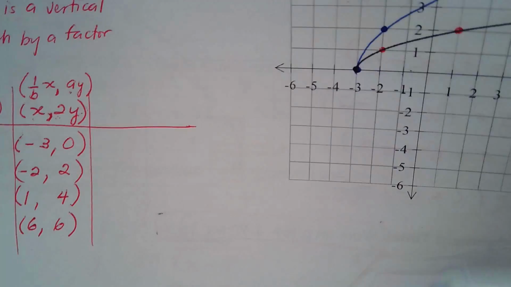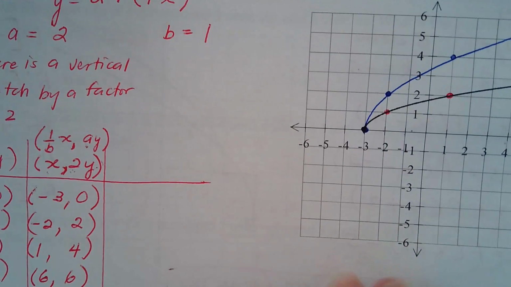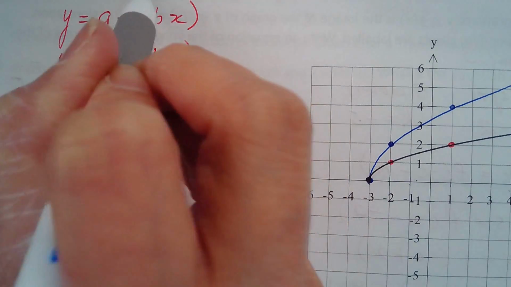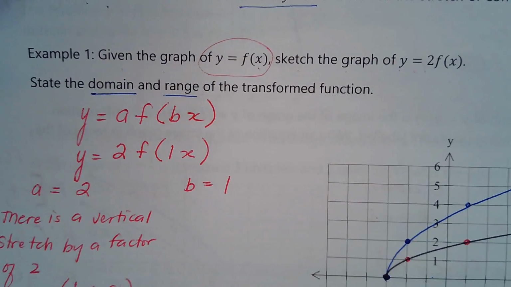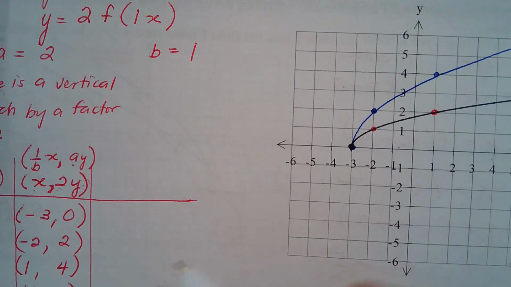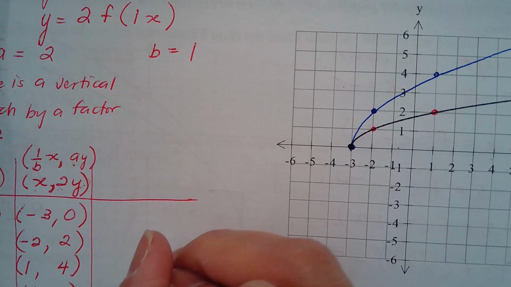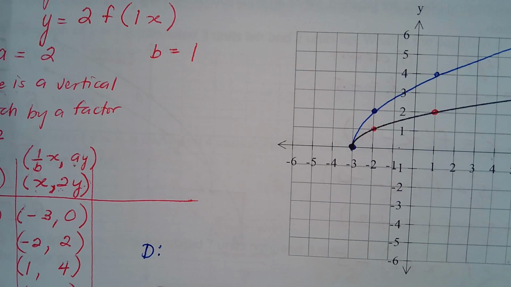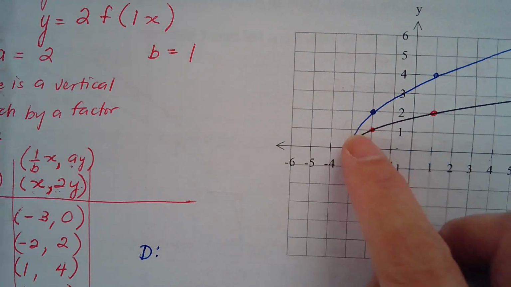Now, what is the domain? We've graphed it. Now what's the domain and what's the range? What's the domain and what's the range? So the domain would be, what's the domain of this graph?